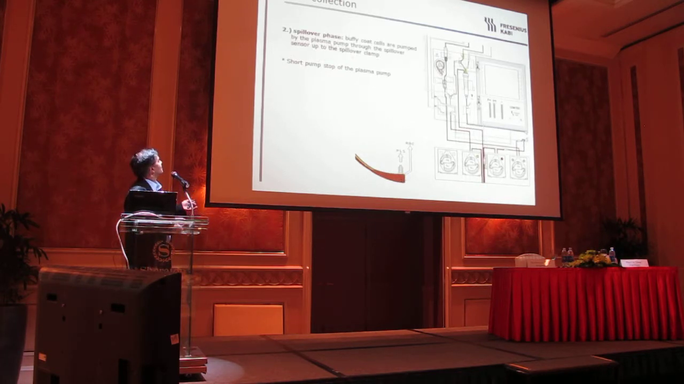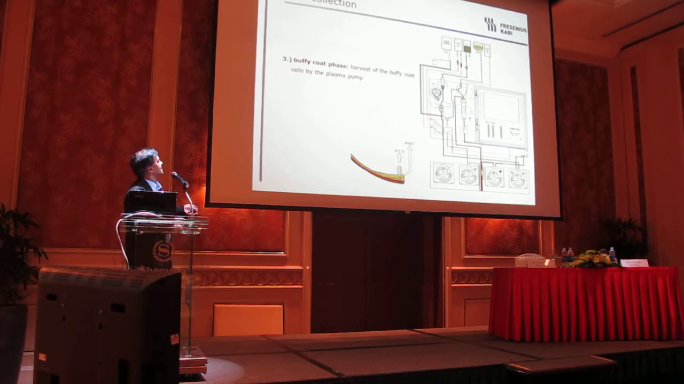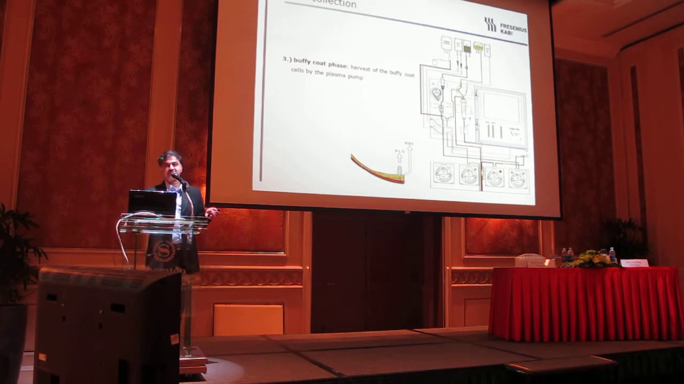Then there is the MNC spillover phase, in which the buffy coat cells are pumped by the plasma pump through the spillover sensor. So the buffy coat cells will start coming up and they will come towards the spillover sensor and the spillover clamp. Finally, when we harvest, the buffy coat which has come from the spillover sensor and spillover clamp gets collected into the product container. So this is the harvesting of the buffy coat: the plasma pump is pushing the buffy coat into the product bag. This clamp opens up on the right hand side and it pushes the cells into the final storage container.